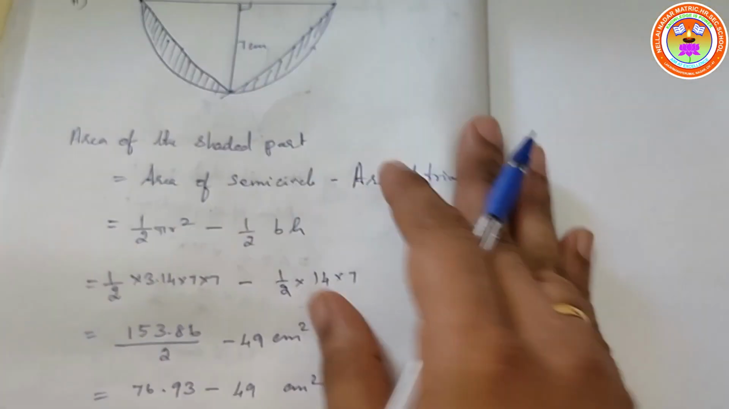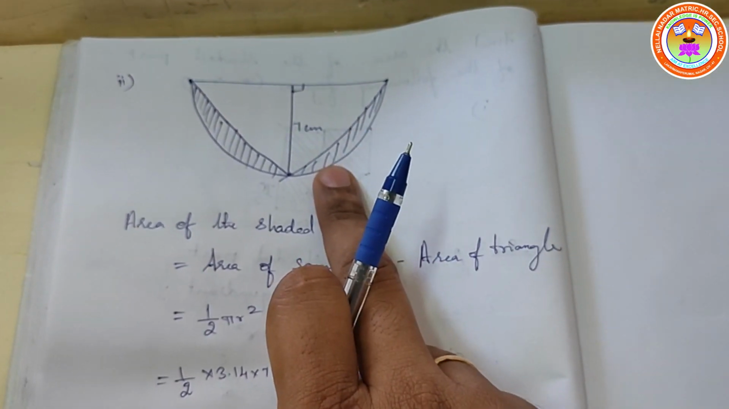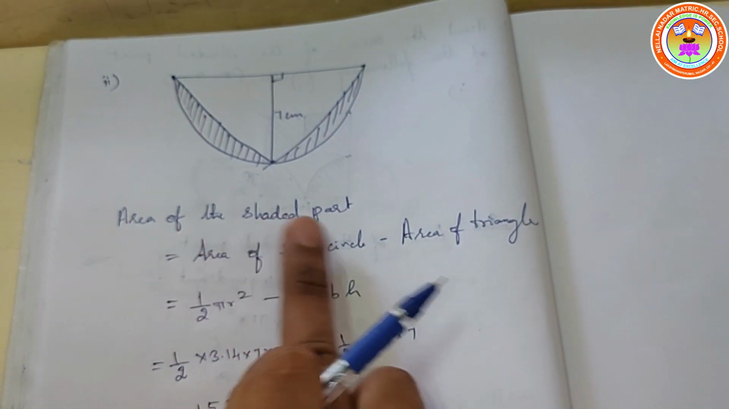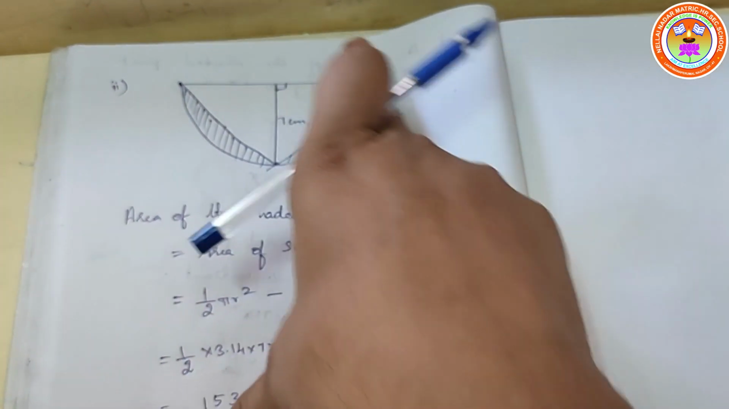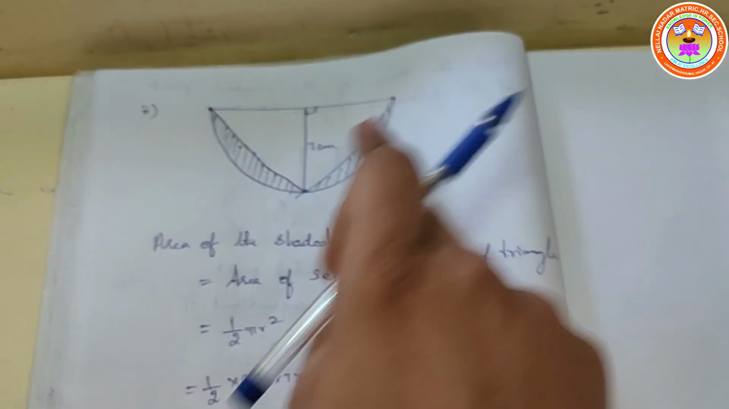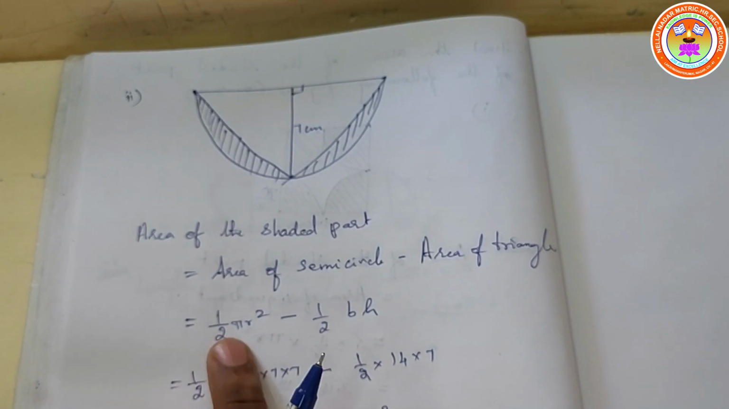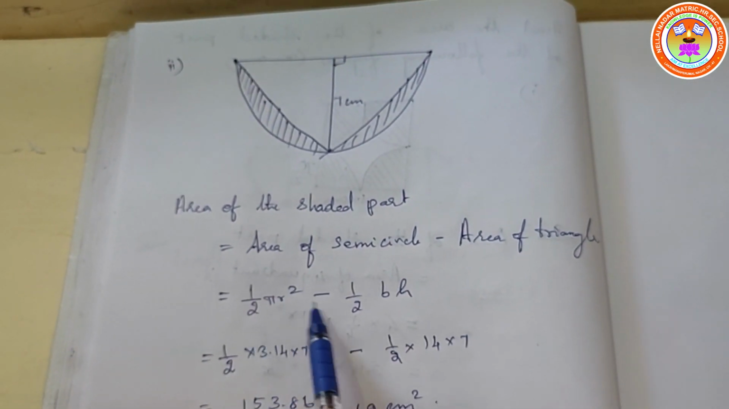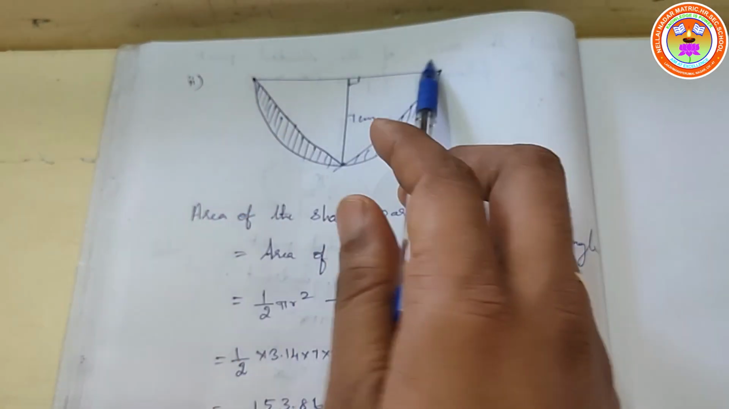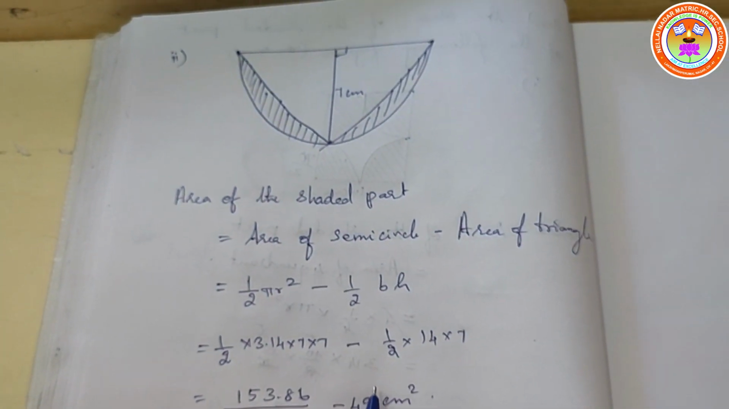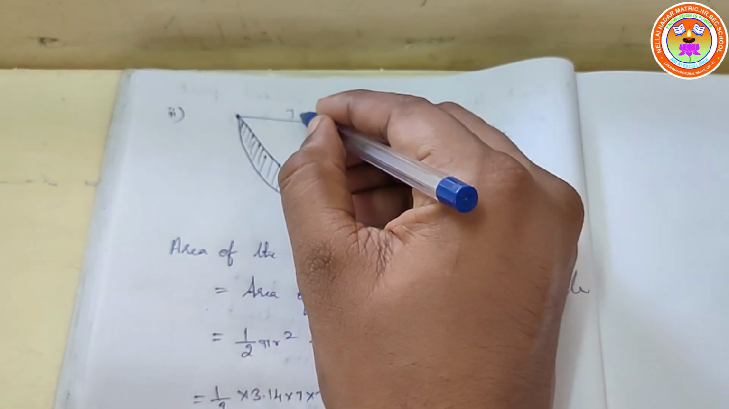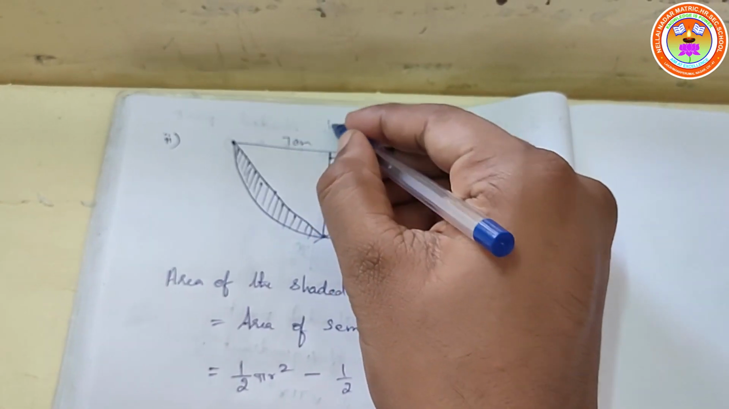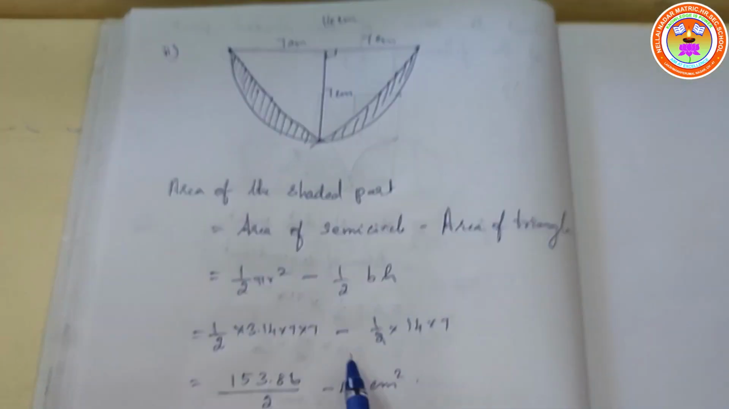Now we will move on to the second subdivision. In the second subdivision, we have to find this shaded part. For that, area of the shaded part equals the area of the semicircle, the full area, minus the area of the triangle. If we separate this triangle, we get the area of the shaded part. Area of the semicircle is 1/2 pi r square minus half into b into h, base into height. Here the base is 7 cm here and 7 cm here. Base is 7 plus 7, 14. Very good. 14 cm is the base that we will calculate with.